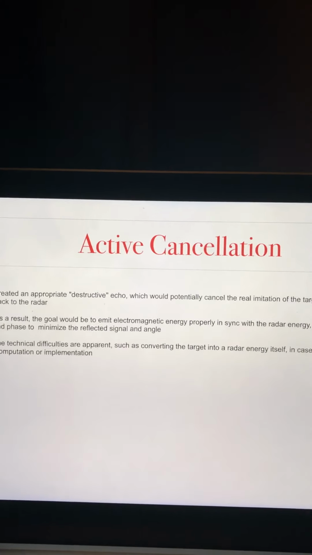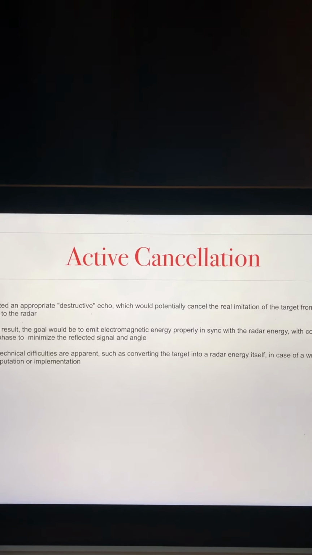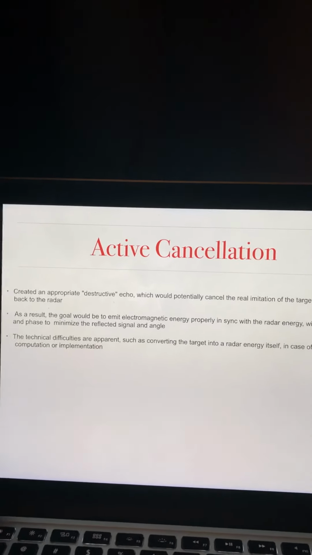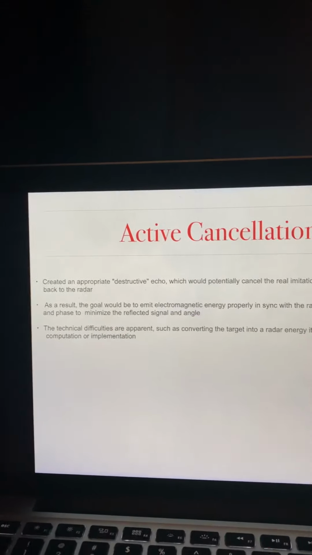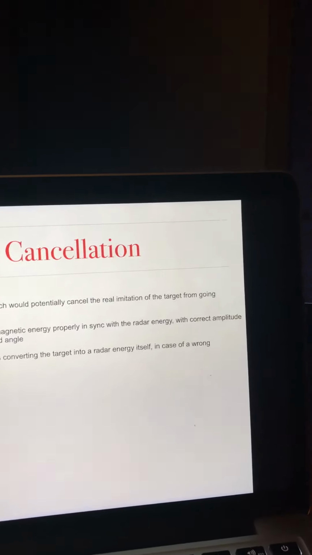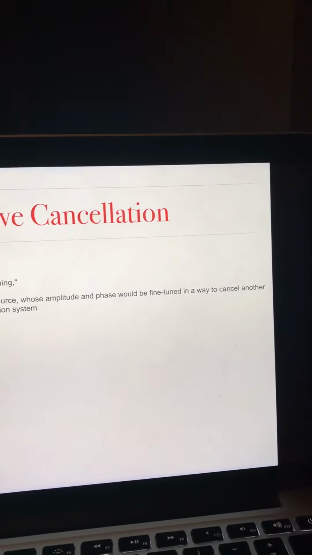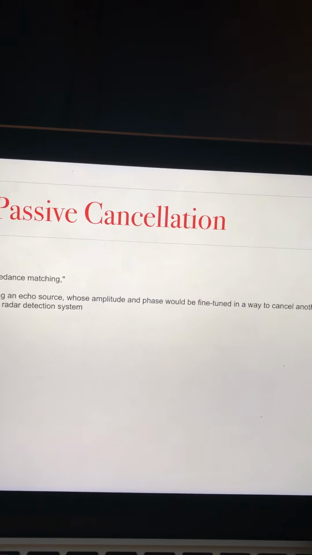The technical difficulties are apparent, such as converting the target into a radar energy source itself in case of wrong computation or implementation. That could have caused further research to be done, or added more time to the overall preparation of the RCS. So the passive cancellation is also referred to as impedance matching.